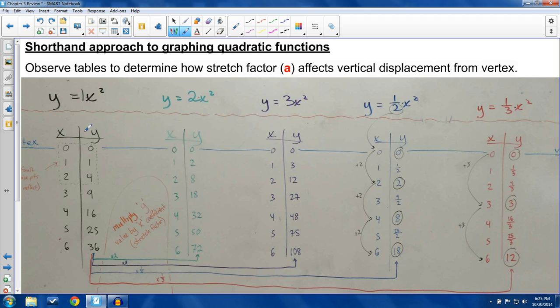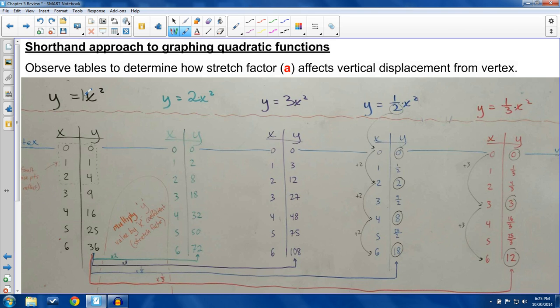If you graphed y equals 1x squared, you plug in 0 for x, you get 0 for y. 1 for x, you get 1 for y. 2 for x, 4 for y, etc. 1 squared, 2 squared, 3 squared, and so on. And if we call this negative 1, negative 2, etc., you'd still get the same values. You will reflect across your axis of symmetry to get those other points, and we'll talk about that as we graph them.